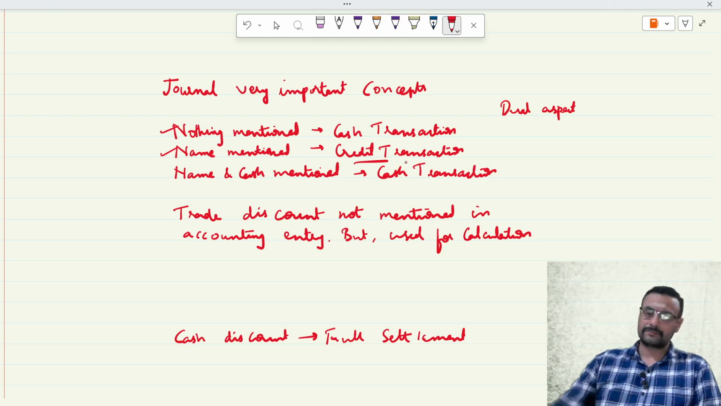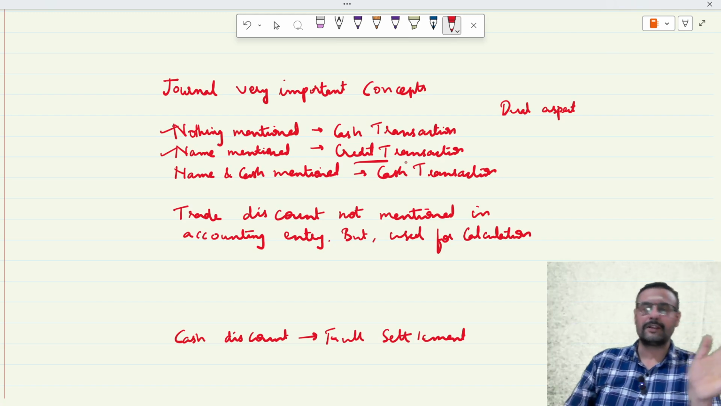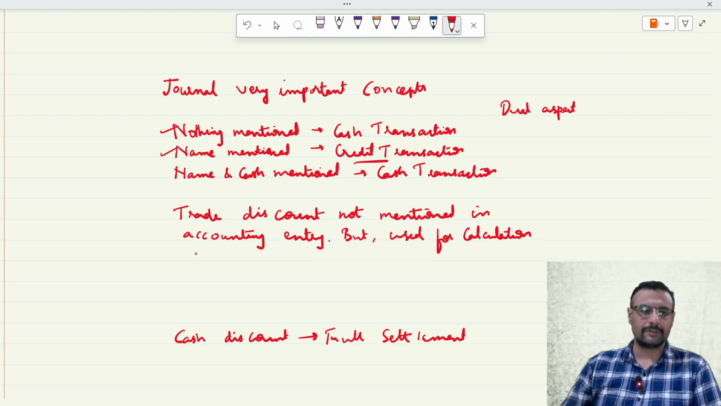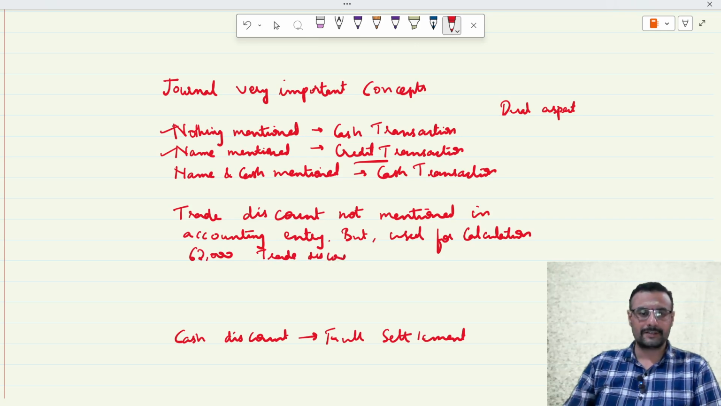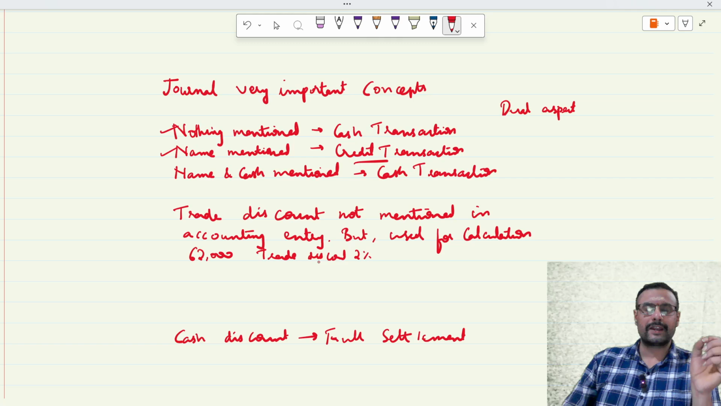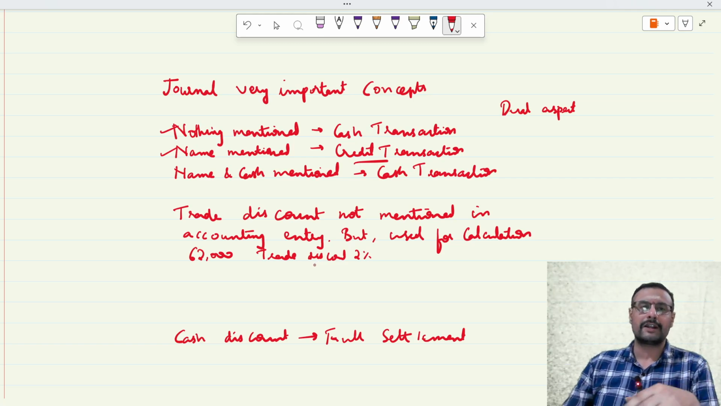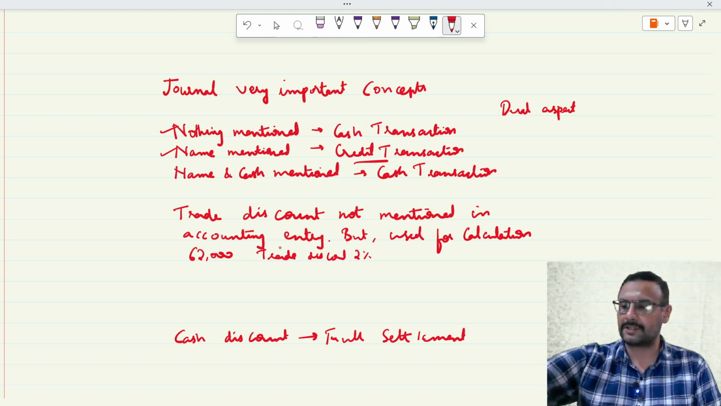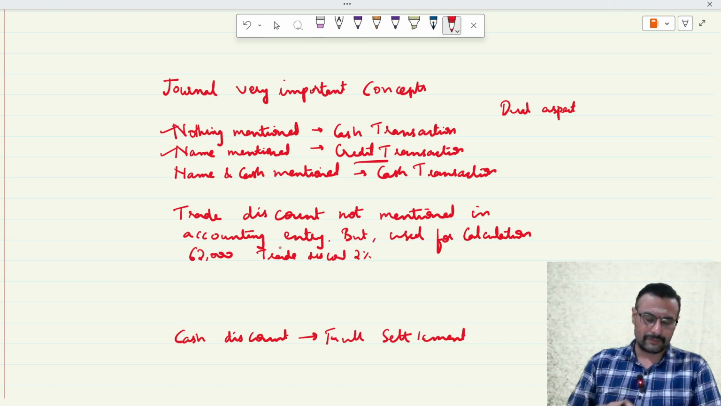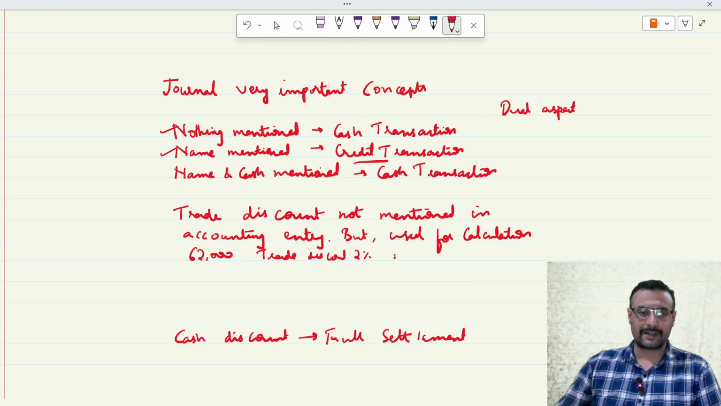Then next, trade discount. They'll tell you, suppose, purchase for rupees 62,000, trade discount is 2%. Now the question is, should we record at our MRP or at the discounted price? We should always record it at the discounted price. So we should calculate the discount on this. It will come to 62,000 into 2%, which is 1,240. So 60,760 is our transaction value.